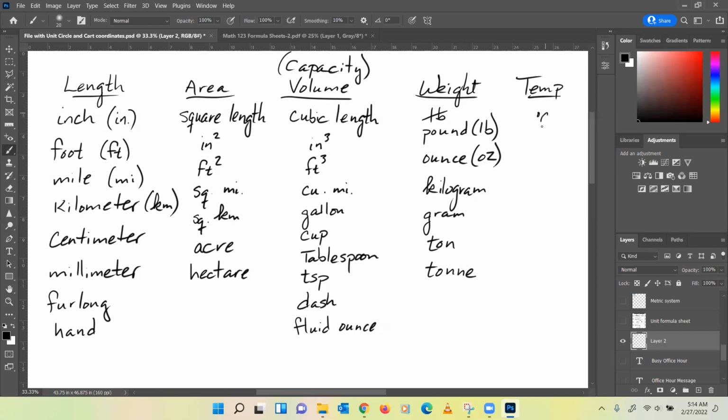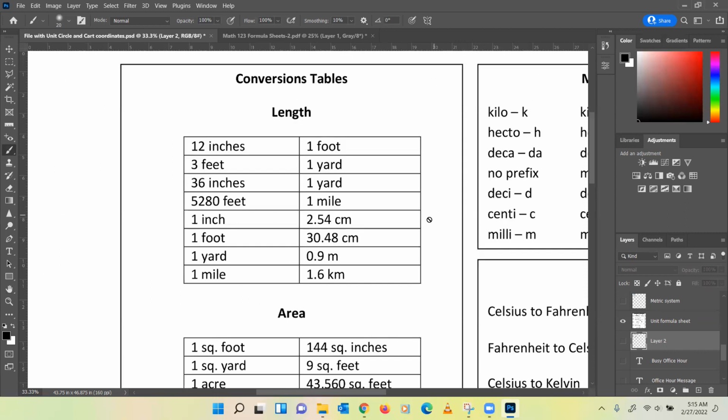Temperature we measure in degrees, either Celsius or Fahrenheit. You've probably seen both of those. And there's also Kelvin, which anybody in the sciences will quite likely spend time with, or the physical sciences more so. So we've got all these units that we need to consider. And luckily, we have on our formula sheet a number of these units with their conversions.